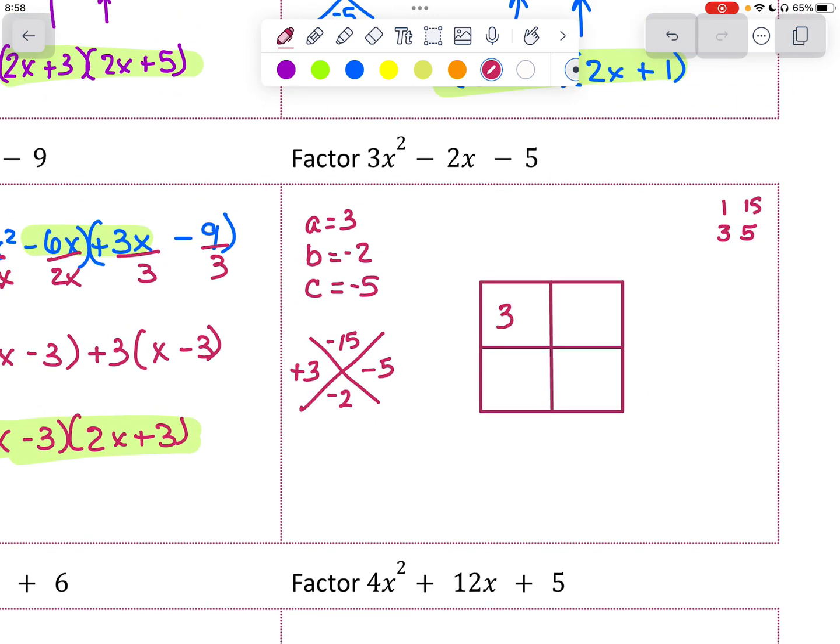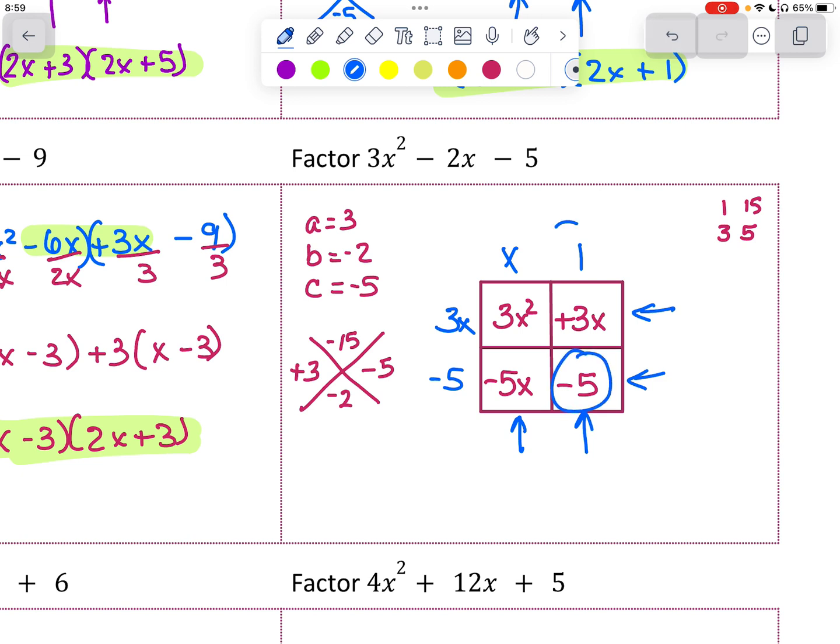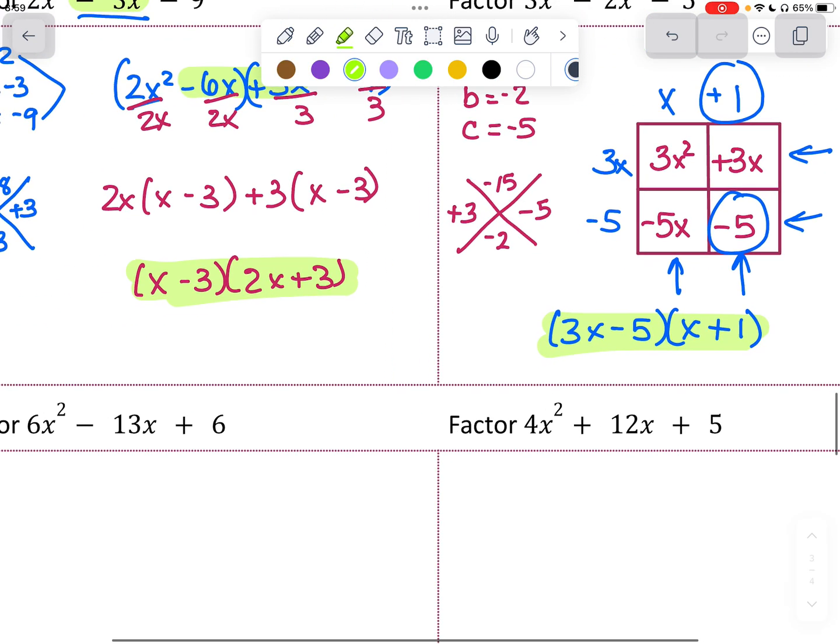So I have 3x squared plus 3x minus 5x minus 5. And the first row, these have a 3x in common. These have a -5 in common. These have an x in common. These don't have anything in common. Double check my signs. I know this has to be a -5 because they share a negative sign. If I want this to be a -5, this must be a +1. So my factored form is 3x minus 5 times x plus 1. And that's my factored form.